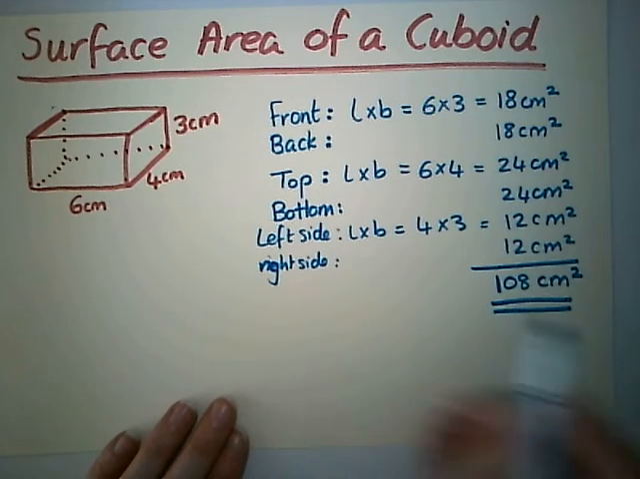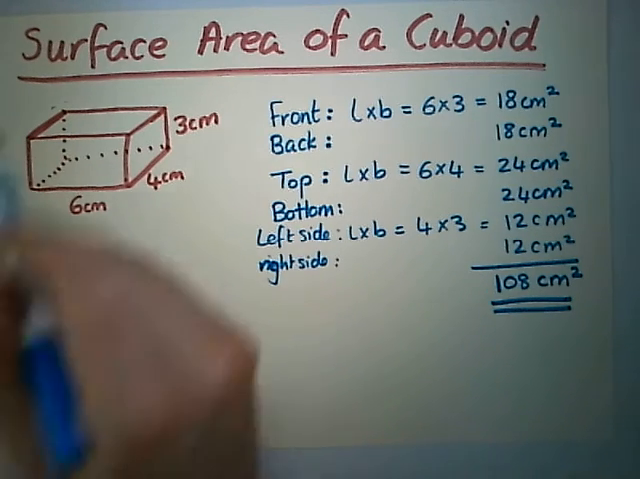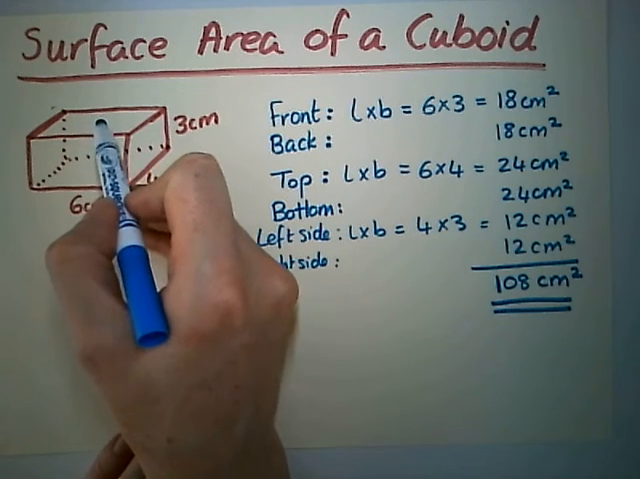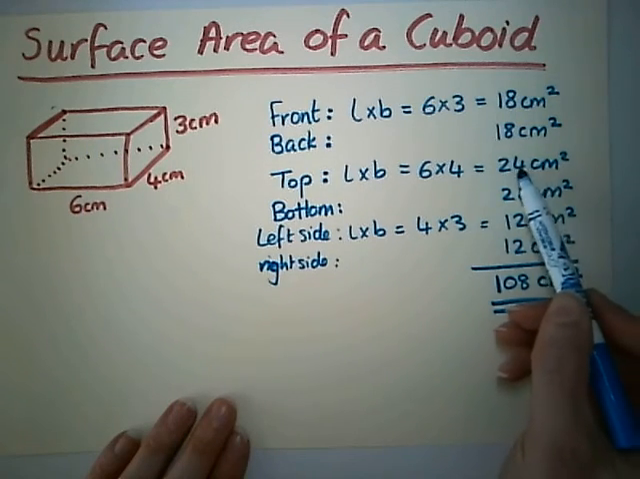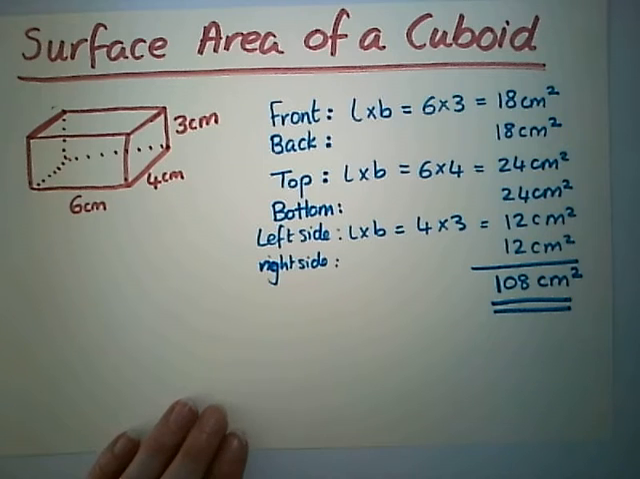If they ever say it's an open top box, that means you would not include the top. So if they ever say that, just be careful, you wouldn't include one of the 24s, you would leave one of those off. So if it ever says an open topped box or no lid on it, something like that, then remember to leave the top off. But most of the time you would include all 6 faces.